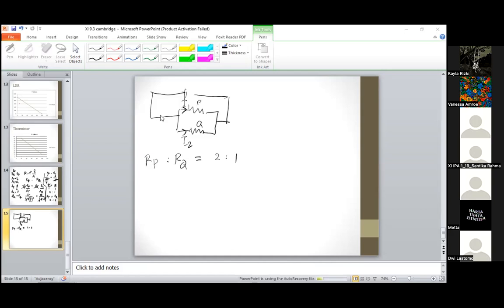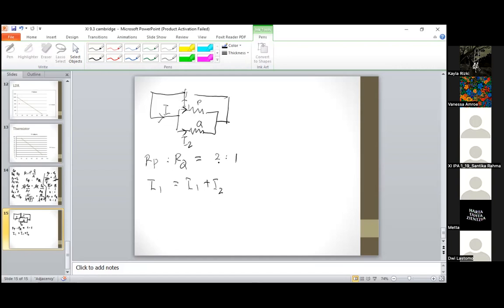So when I do it like this, if I say this is I, the value of I will be I1 plus I2. Now the comparison value between I1 and I2 depends on the resistance of P and Q.